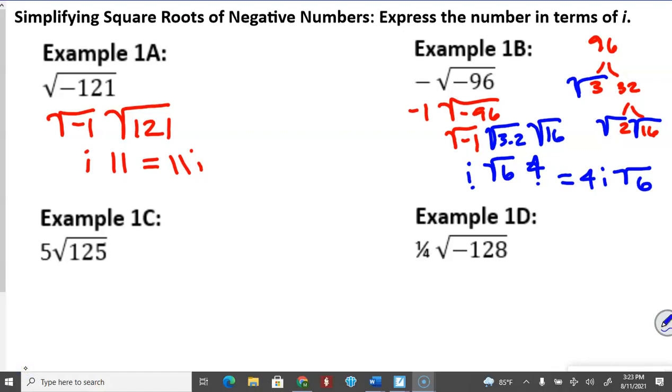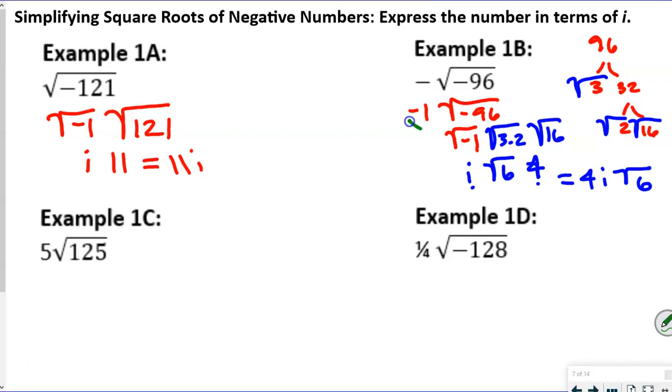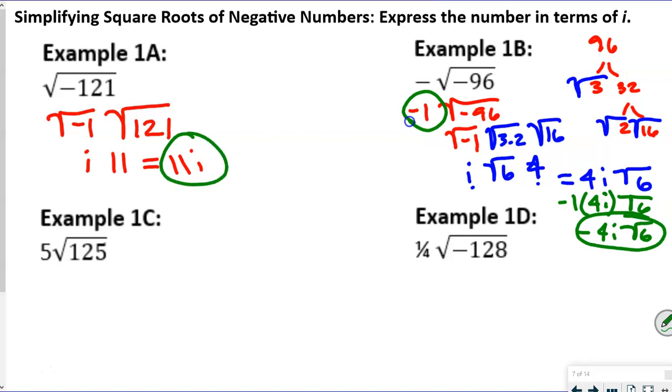So I forgot something. Do you guys see what I forgot? Yep, that -1 right there. So I got to multiply that -1 times the 4I and the square root of 6. So my answer is actually going to be -4I square root of 6. That's my answer. That was my answer over there. Okay.